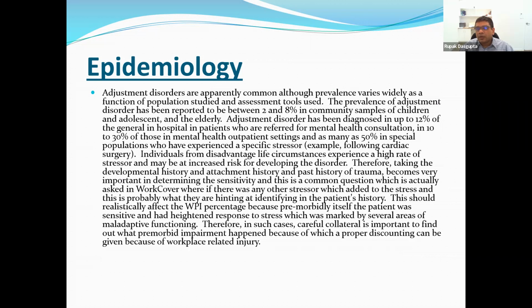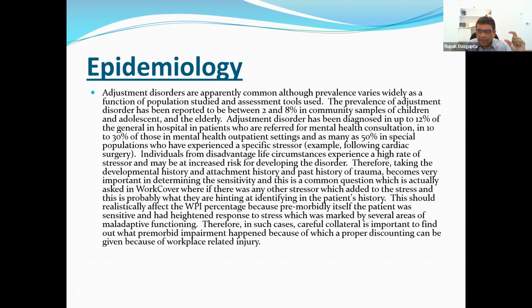This is epidemiology. It's good to know what the epidemiology is in the general population, community samples: 2 to 8% in children and adolescents is seen, 12% in the general population, and generally in mental health outpatient settings, as many as 50% of the population have experienced specific stressors, so people can come with medical problems. Every second person who comes to a GP clinic has got some problem or the other. It could be psoriasis, it could be exacerbation of work issues, it could be medical issues and all those things. So individuals from disadvantaged life circumstances experience higher rates of stress. One of the important things that WorkCover always asks is, doctor, do you think there is any other stressor that is influencing this patient?